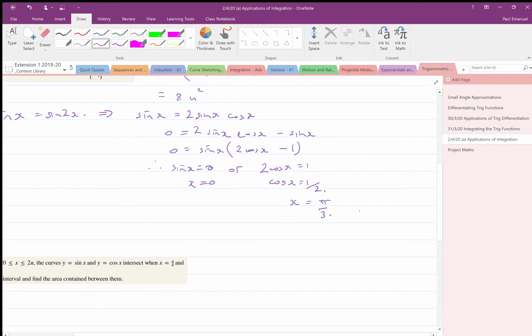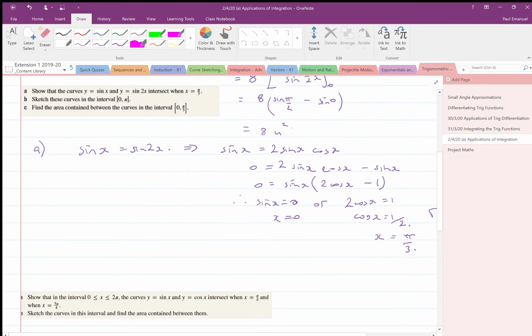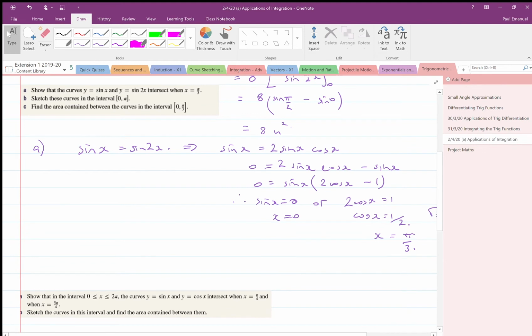All right. So there's that bit done. Because it said show, what I could have done is just written this and then written left-hand side equals sine pi on 3 equals whatever. Right-hand side equals sine 2 pi on 3 equals whatever. And they're the same. Part B. Excuse me.